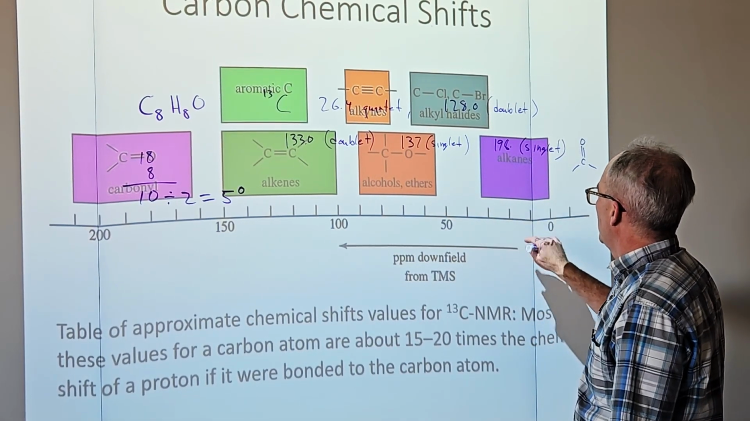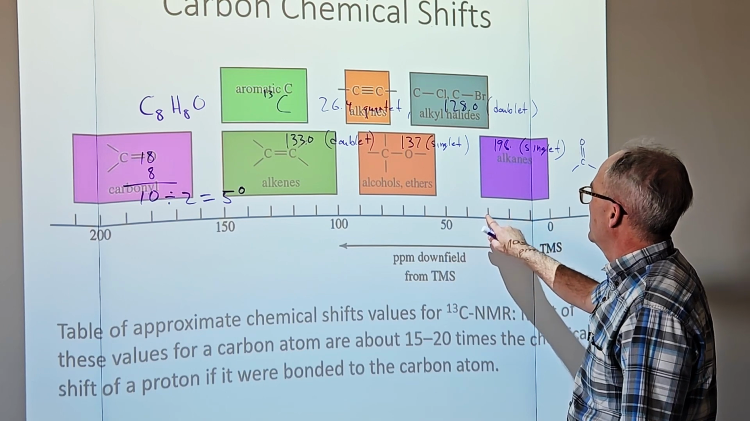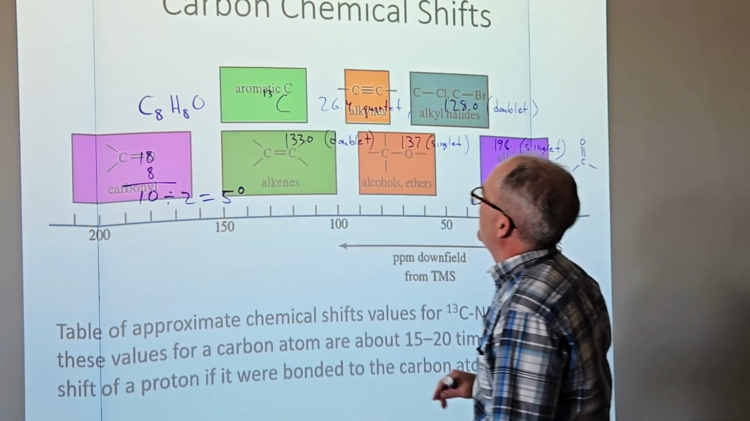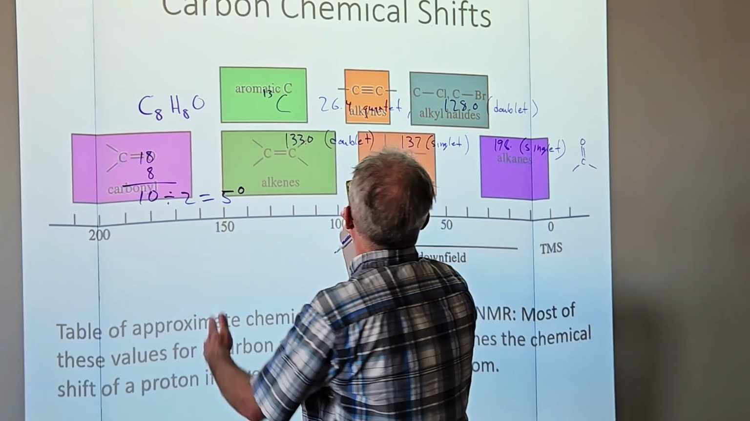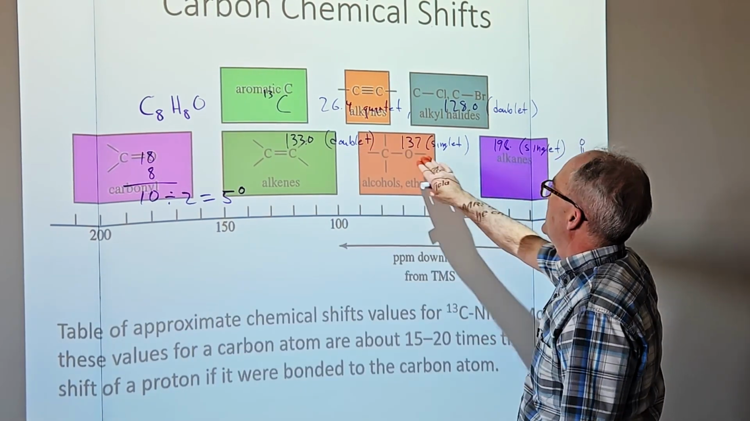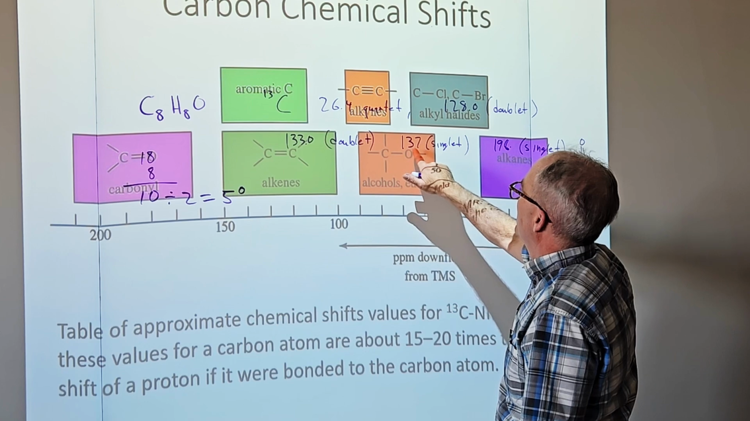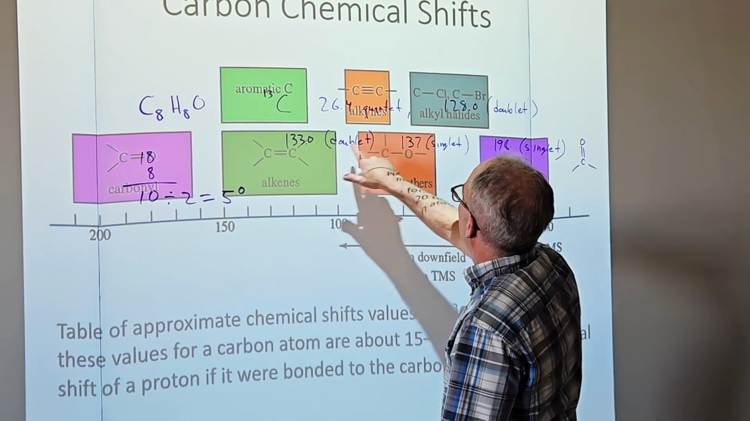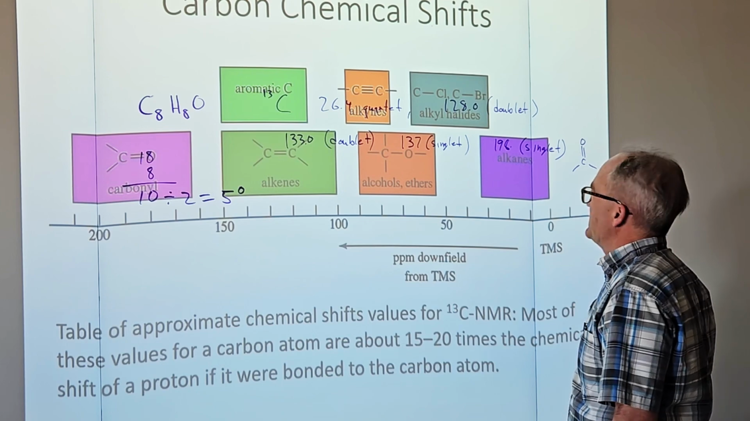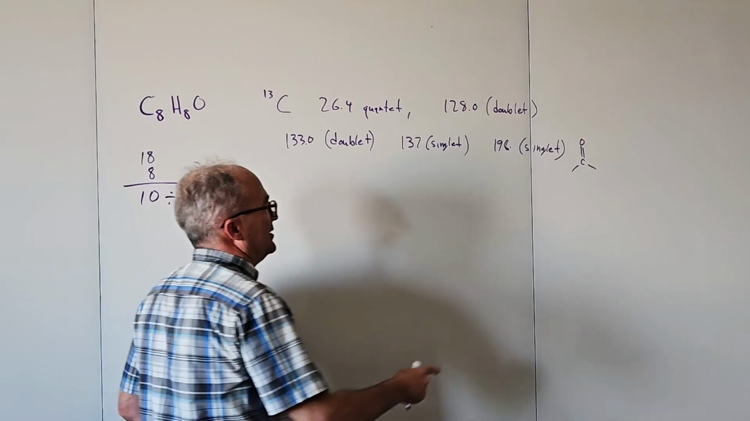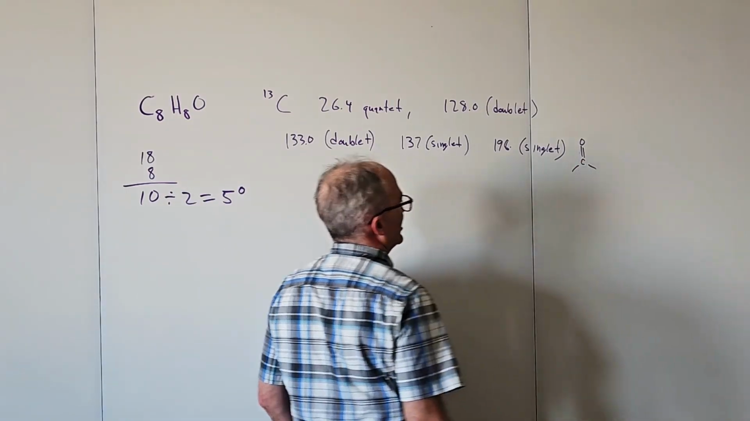Alkanes, 0, 10, 20, 30. Probably have an alkane there. Alkenes, 100 to 150. Well, look, I got 137, 133, 128. Got a bunch of double bonds. Might have a ring. There's 1 degree of unsaturation.